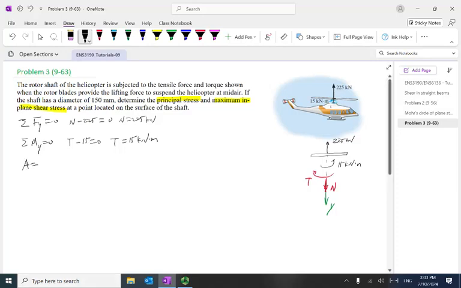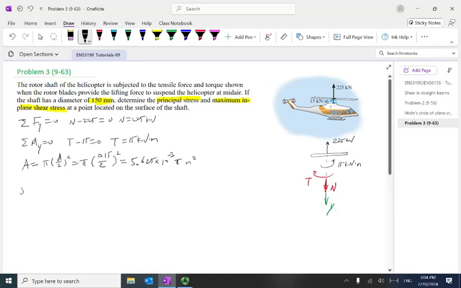So we can work out A, the area. The cross-section of the shaft is a circle, so the area is pi over 4 d squared. We can find here the diameter is 150 millimeter, which is 0.15 meter. So we can get the value 5.625 times 10 to the minus 3 pi square meters. I just keep the pi here, okay? You can work it out by yourself.